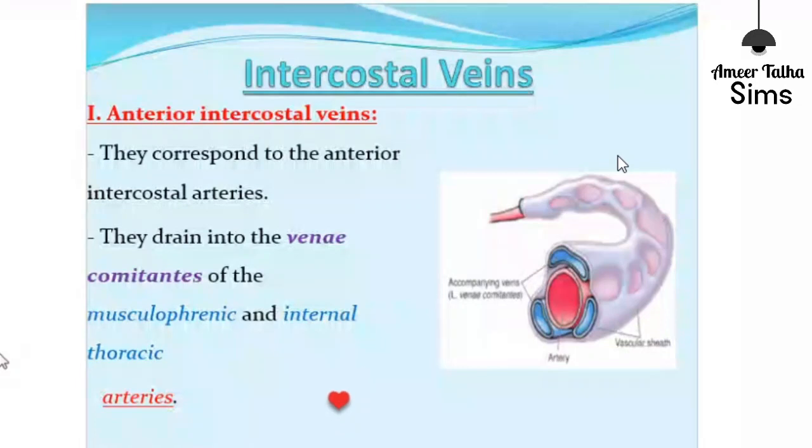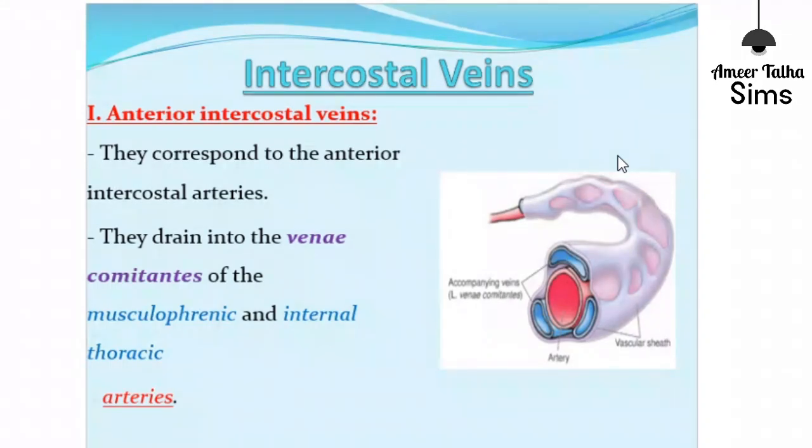Next, we will talk about intercostal veins. Anterior intercostal veins, they correspond to the anterior intercostal arteries, and they drain into the venae comitantes of the musculophrenic and internal thoracic arteries. So anterior intercostal vein, venae comitantes of musculophrenic and internal thoracic artery में ही drain होती हैं बेटे.